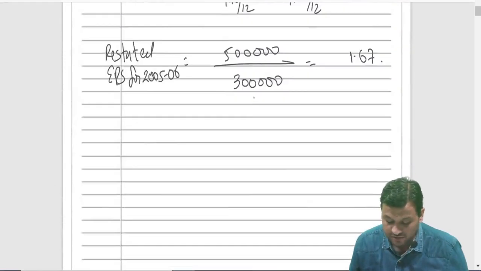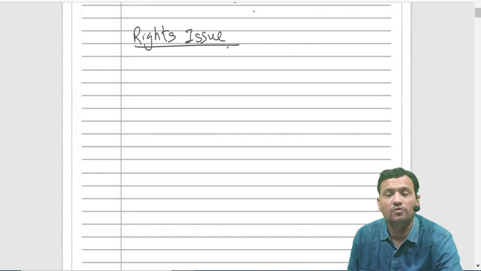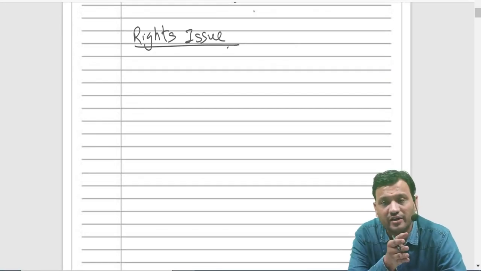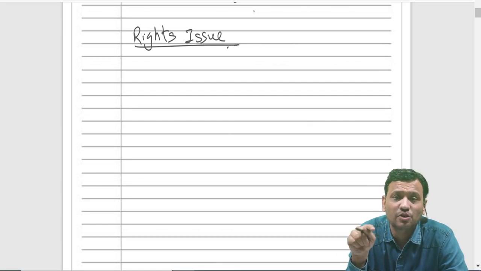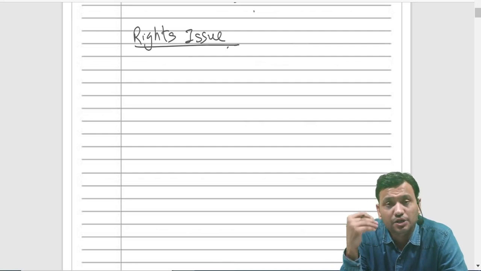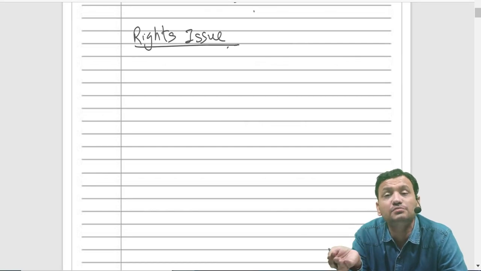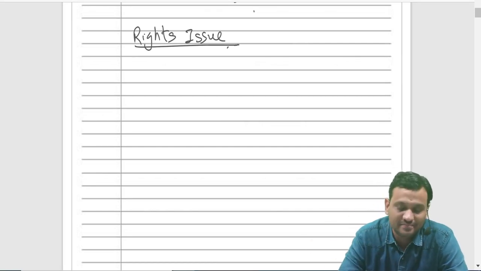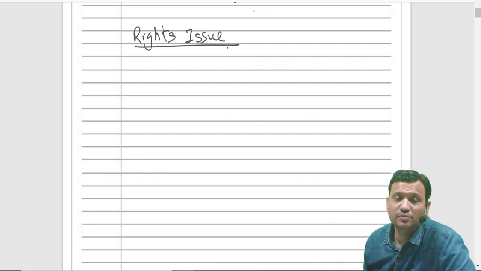Then, my dear students, within this we have rights issue. For rights issue, we have to bifurcate the equivalent number of shares which are bonus and the equivalent number of shares which are given as fresh. Because what is happening? Rights is issuing shares to the existing shareholders at a discounted price. The fair value of my share is 20. I'm not issuing it at 20. I'm issuing it at less than 20. So it is all about issuing the shares at a discounted price. That is rights issue, my dear.